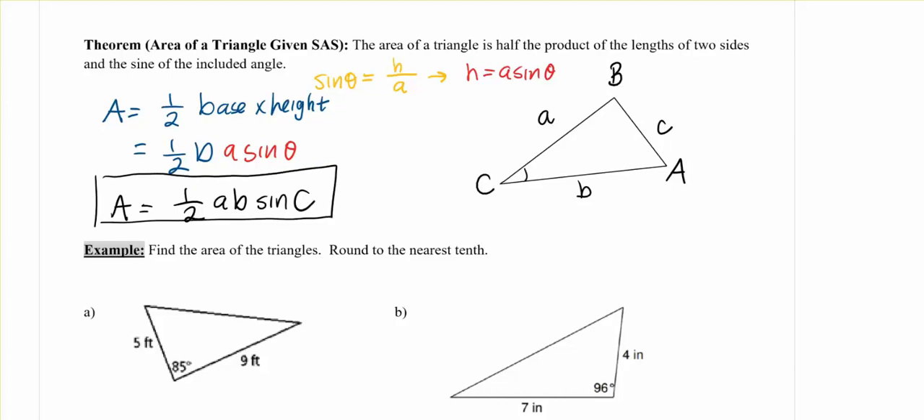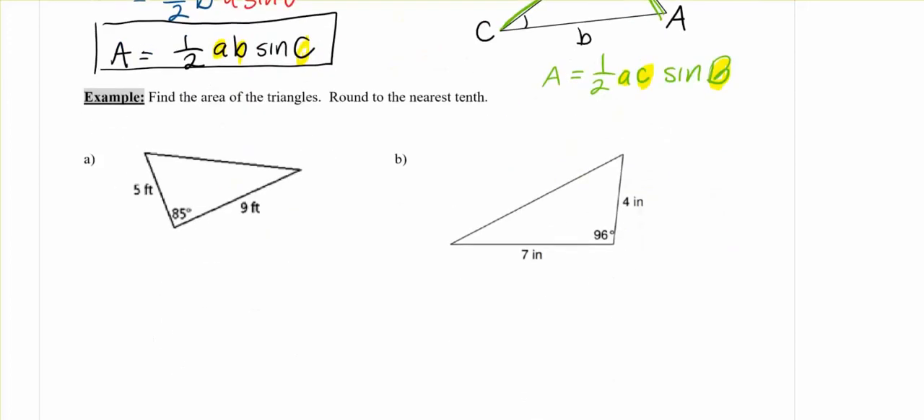And it turns out that it doesn't really matter which two sides you have as long as you have the angle between them. So for example, if you had side A and side C, as long as you knew the angle B in between them, you could say 1/2 AC sine B. The easiest way I like to think about it is all these letters have to always be different. So A, B, and C.